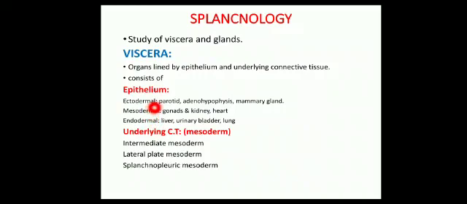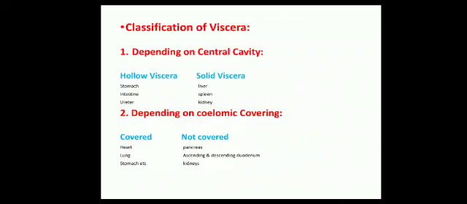The organs which have epithelium of ectodermal origin are the parotid, adenohypophysis and mammary gland. Of mesodermal origin, gonads, kidney and heart. And the viscera which have epithelium of endodermal origin are liver, urinary bladder, lungs, etc. The underlying connective tissue is mainly mesodermal, and it is mainly formed of intermediate mesoderm, lateral plate mesoderm and splanchnopleuric mesoderm.